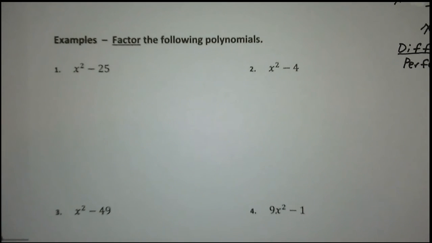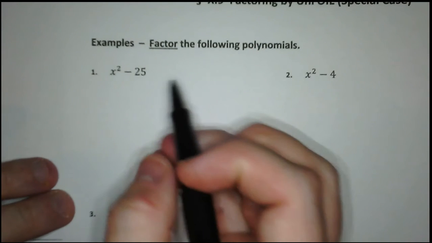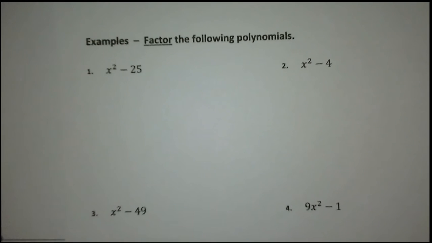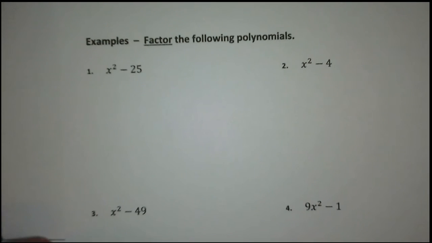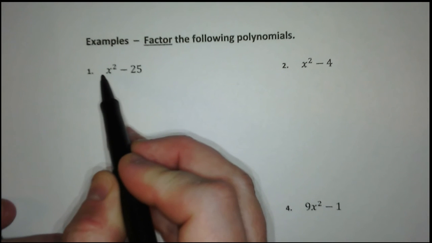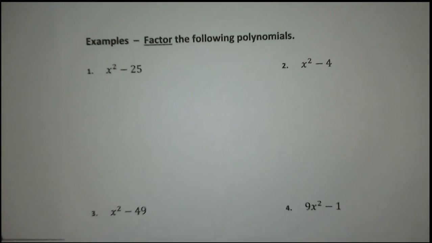So if that's what you're trying to unfoil, you can. So look at number 1. What's the first method we always try first? Is there a GCF between x squared and negative 25? No, of course not. This doesn't have a number out in front other than 1, and this doesn't have an x. So the GCF is 1, but that doesn't count.